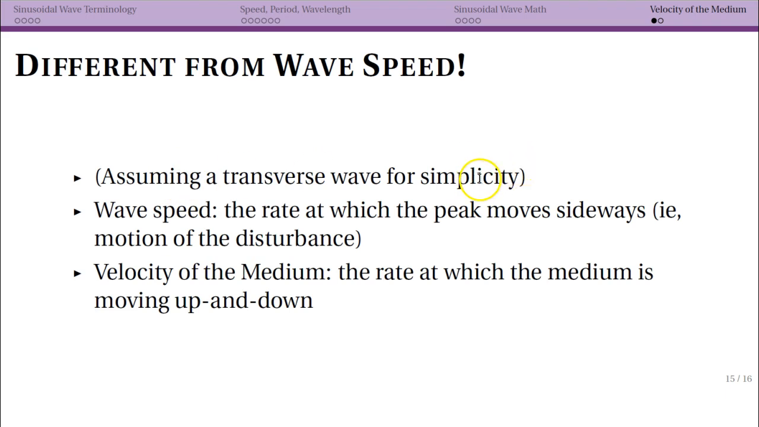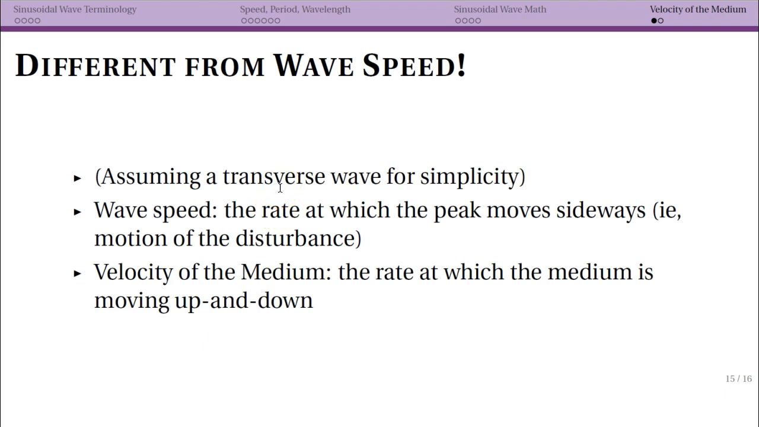This still exists for a longitudinal wave, but I want to just be able to really clarify what I mean. So here, instead of wave speed, we want to think about the velocity of the medium itself. So wave speed was the rate at which the peak was moving sideways. So this is the motion of the disturbance. Velocity of the medium is the rate at which the medium is going up and down, right? So again, specific to a transverse wave.